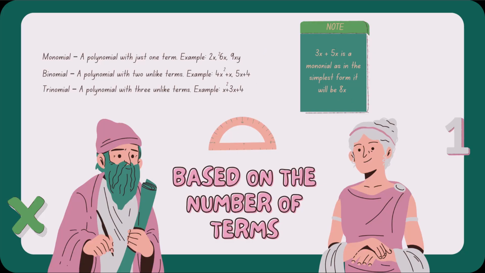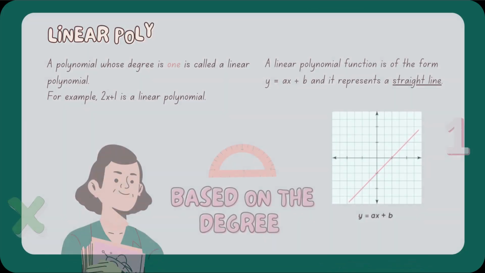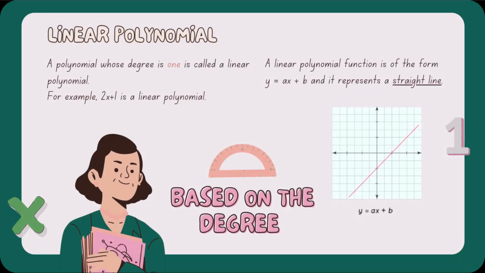Now let's look into the polynomial based on its degree. We know what is a degree, right? The highest exponent. So when the highest exponent is 1, it's called a linear polynomial. A polynomial whose degree is 1 is called a linear polynomial. For example, 2x plus 1. It's a linear polynomial. What is the degree? 1. Okay. So it's called a linear polynomial, and this is the graph of the linear polynomial.